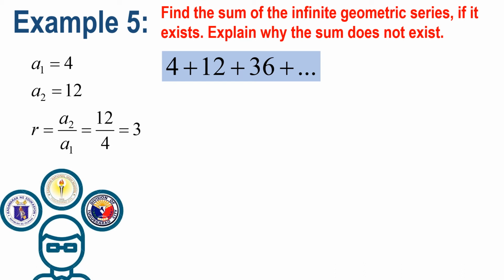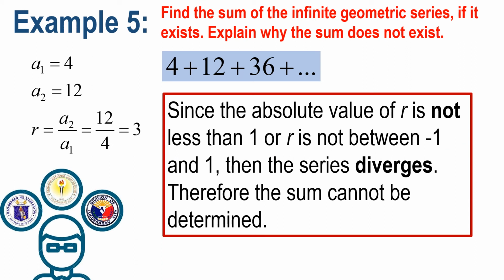That comes from 12 over 4. Now, notice, class, that the common ratio is actually greater than 1. Therefore, we cannot get the sum of the terms of this infinite geometric sequence. So we now say that since the absolute value of the common ratio is not less than 1, or the common ratio is not between -1 and 1, therefore the series diverges. And since it diverges, then we cannot determine its sum.